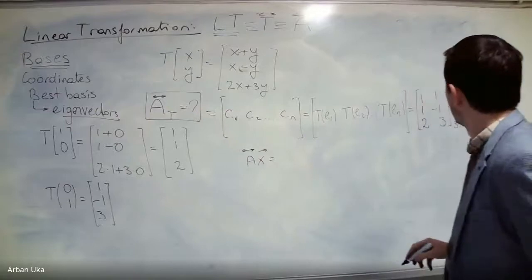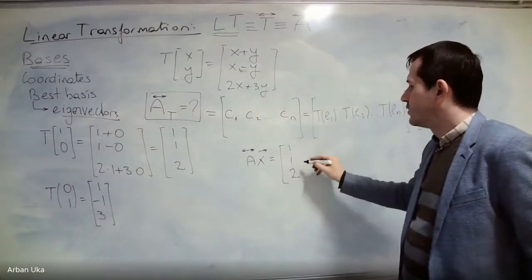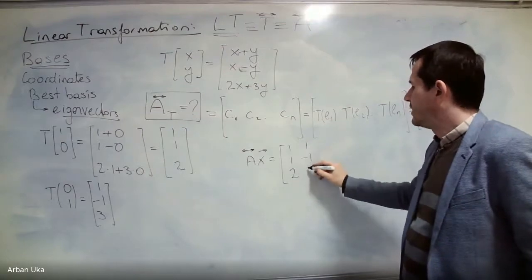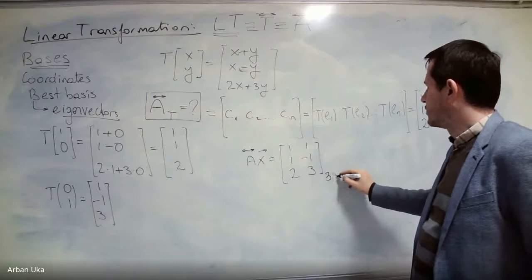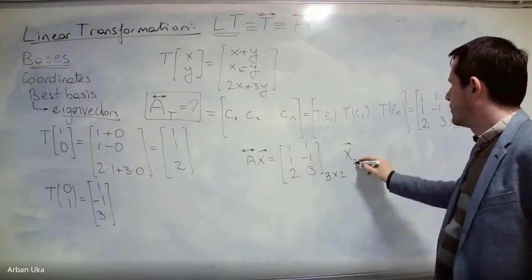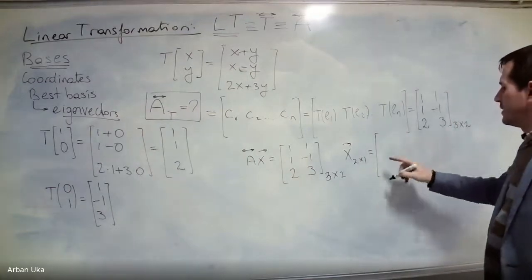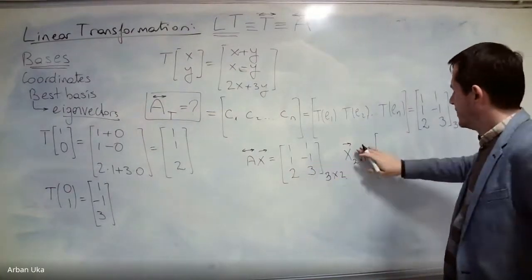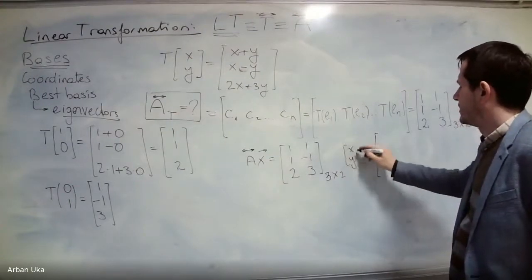And this is equal to [1, 1; 2, 1; -1, 3]. And this is again 3 rows, 2 columns times x, which is 2 by 1. And in fact, let's write this 2 by 1 as x and y.